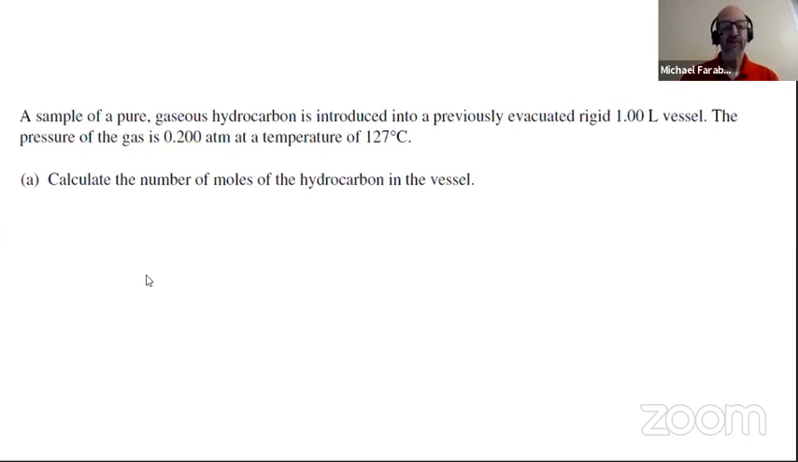All right, it says a sample of a pure gaseous hydrocarbon is introduced into a previously evacuated rigid 1.00 liter vessel. The pressure of the gas is 0.200 atmospheres at a temperature of 127 degrees Celsius. So part A asks you to calculate the number of moles of the hydrocarbon in the vessel. Since we do not know the chemical formula of this hydrocarbon, we cannot use the periodic table. We don't know how many grams there are.